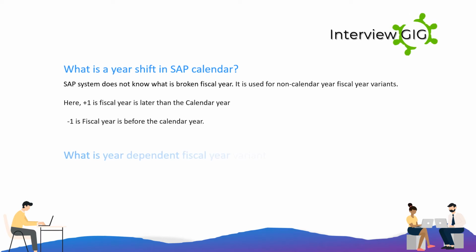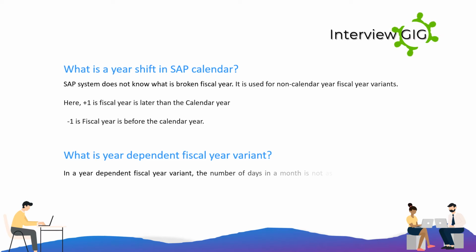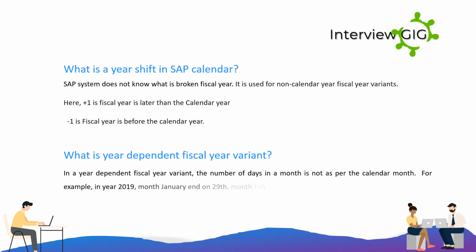What is a year-dependent fiscal year variant? In a year-dependent fiscal year variant, the number of days in a month is not as per the calendar month. For example, in year 2019, month January ends on 29th, month February ends on 26th, etc.